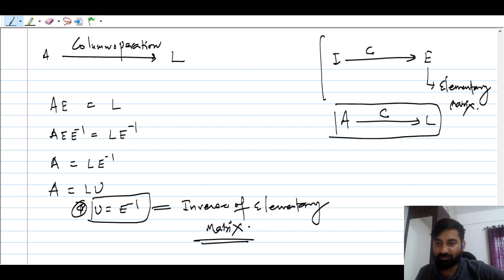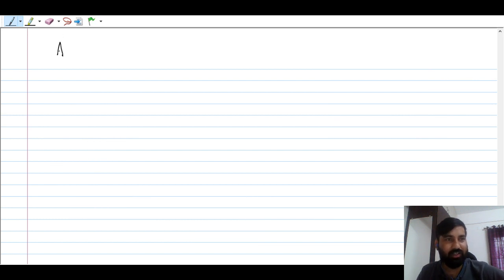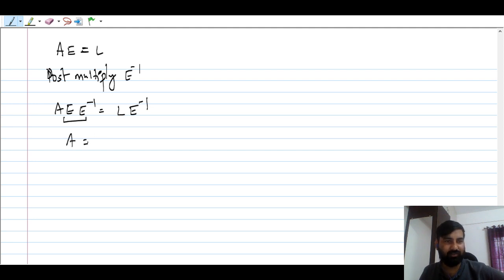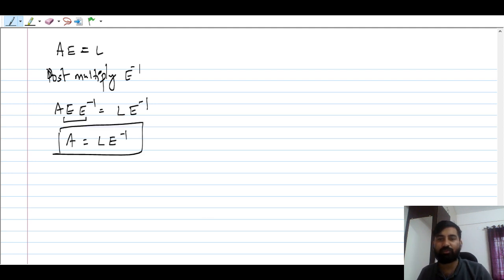Suppose there is a matrix A, and you write it in the form A E equals L. Now post-multiply by E inverse. Post-multiplication means after this you multiply here, and after this you multiply here. So what is this? This is nothing but I. So A equals L E inverse. Did you understand?